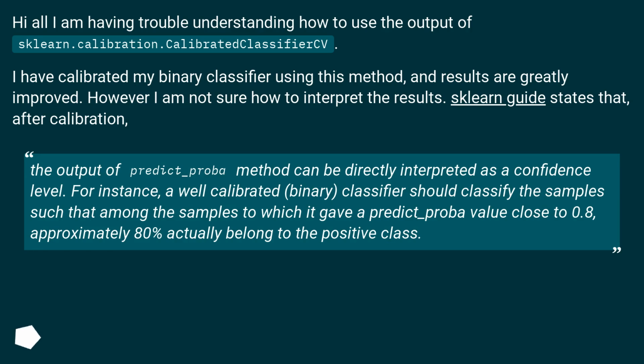Sklearn guide states that, after calibration, the output of predict_proba method can be directly interpreted as a confidence level. For instance, a well-calibrated, binary classifier should classify the samples such that among the samples to which it gave a predict_proba value close to 0.8, approximately 80% actually belong to the positive class.